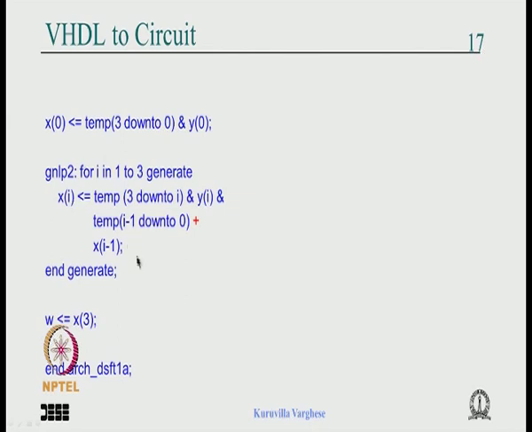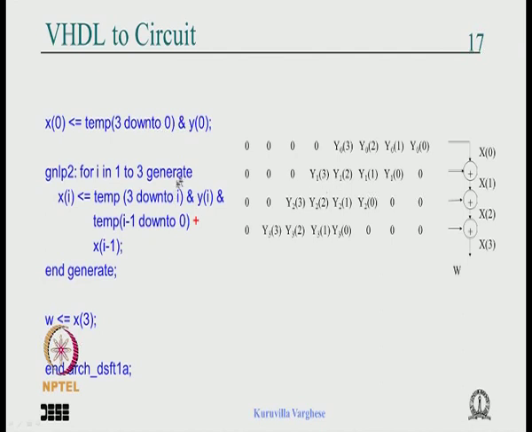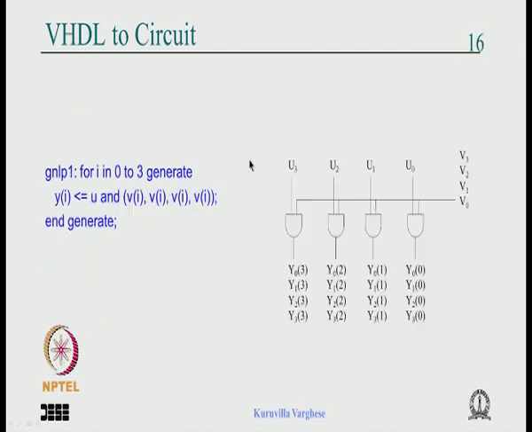When it comes to x2, whatever those two added is added with the new value and so on, and when you get x3, x3 is assigned as w, which is the output. Okay. Now let us look at that picture. We had u, we had v, each of the least significant bit of v0 is masked, you get y0, another bit is masked, then you get y1, next bit is masked with the u, y2, y3.